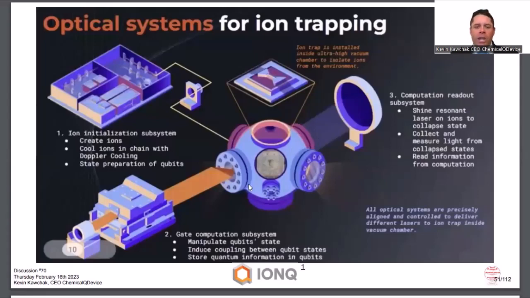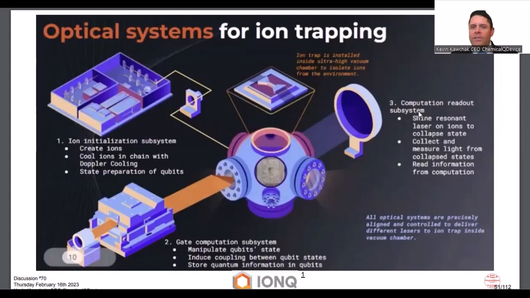And I caught this video. So this gives a good idea of what's going on. Number one, create ions. They need to be cooled. This is in vacuum. Number two, gate computation subsystem: manipulate qubit state, induce coupling. Not a lot of people, I don't think, have seen this particular one. So number three, computation readout.